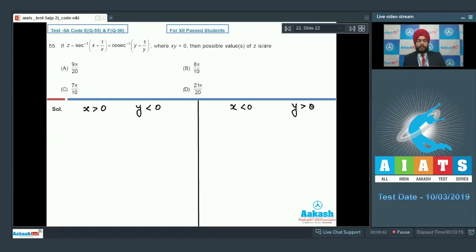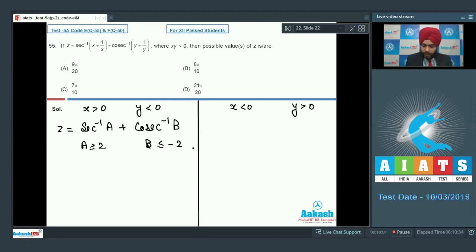Students, if x is positive, x plus 1 by x, if we apply AM-GM inequality, we get this value as greater than or equal to 2. So z is simply secant inverse A plus cosecant inverse B, where A is a quantity greater than or equal to 2 and B is a quantity less than or equal to -2 in the similar manner.